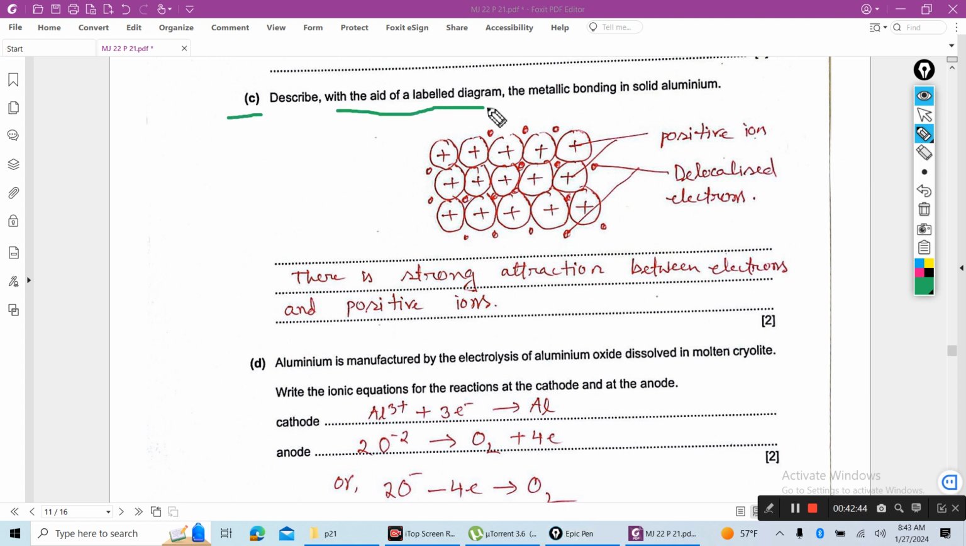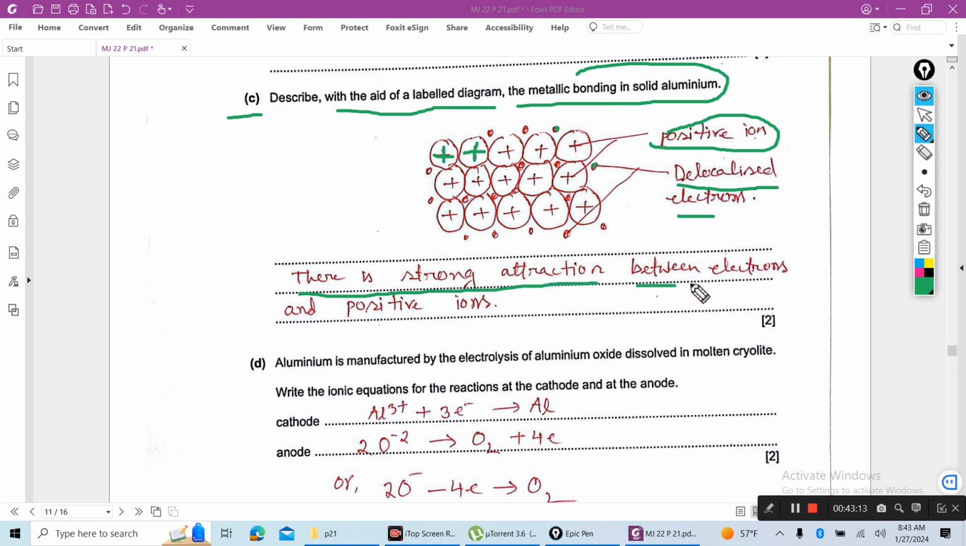Describe, with the aid of a labelled diagram, the metallic bonding in solid aluminum. This is the metallic bonding. Metal atoms lose electrons to form positive ions, these are all positive ions, and these are delocalized electrons, mobile electrons, they can move. As bonding, I write here there is a strong attraction between electrons and positive ions, or you can write there is a strong attraction between aluminum ions and electrons.